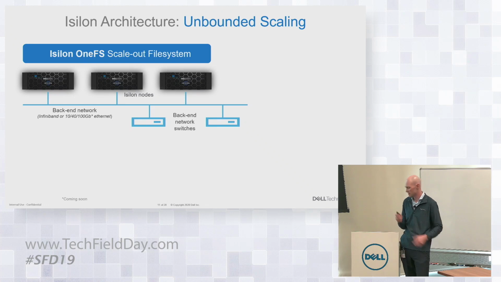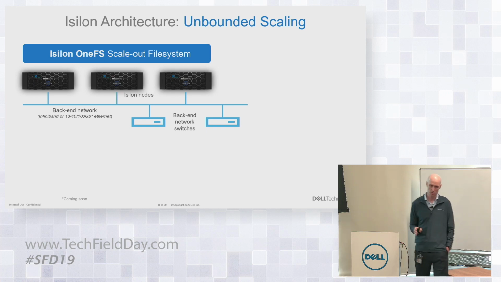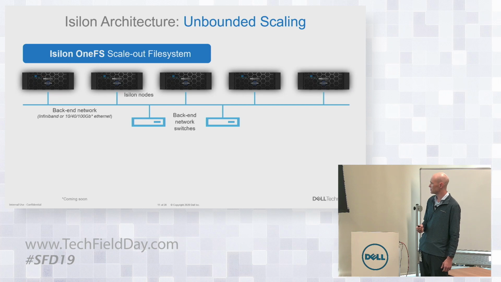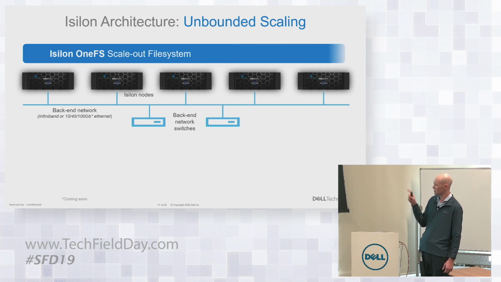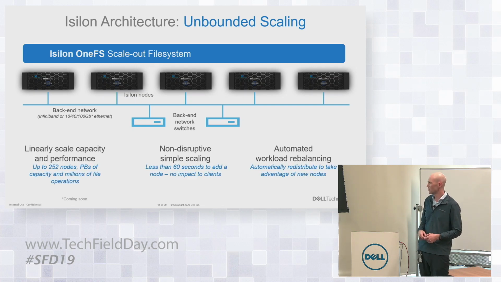When it comes to unbounded scaling, we have this concept called auto balance. What that basically means is we can have the 3 nodes that are shown here. We have the back-end network, everything's interconnected, and all the nodes can talk to each other. So they've got a constant view of what's happening in the distributed file system that we have. We can then add nodes as we go, and that file system will automatically expand across the additional nodes. There's nothing to do. You don't even have to tell it to do that. It just does it.